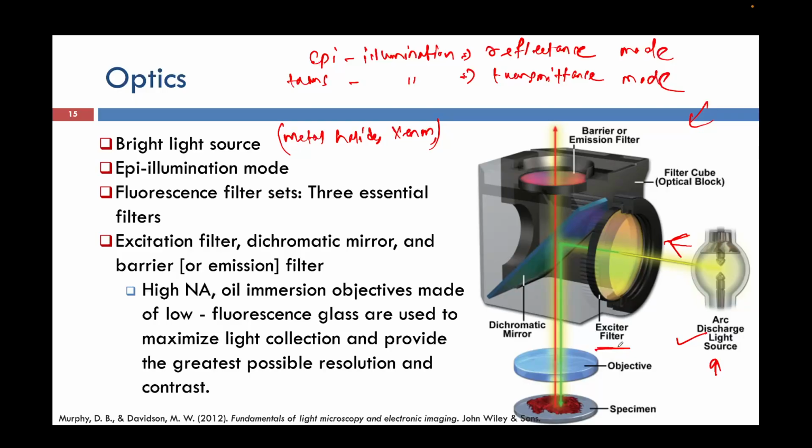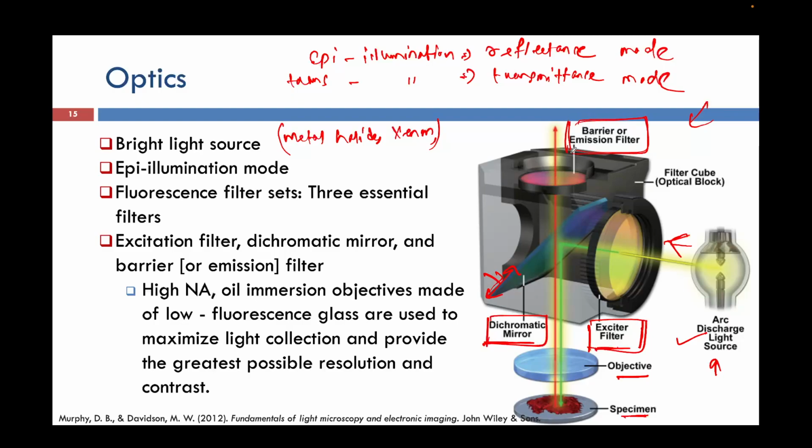Then this blue color, if you see this shape, like there is an object, that is known as the dichromatic mirror. Okay, so that is another component. Then this is the objective lens and the specimen would be there, and then there is another thing called the barrier or emission filter. So there are three things which are important for us. One is this exciter filter, another one is the dichromatic mirror, and another one is the barrier or emission filter.